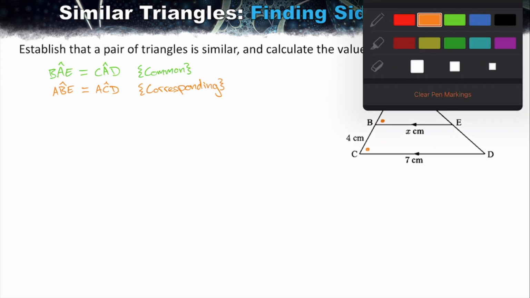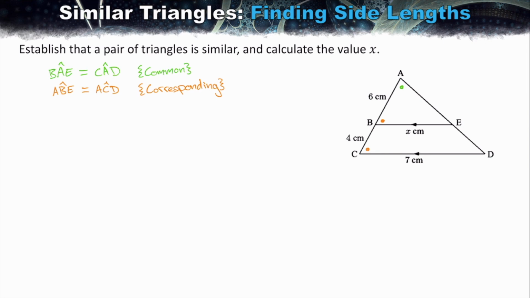Now, as I said in the previous video, once we've proven that two of the angles in these two triangles are equal to each other, the third one has to be equal as well, otherwise it won't add up to 180 degrees. So we can therefore establish at this point that triangle ABE must be similar to triangle ACD. And our reason here is angle, angle, angle. All right, so they're all equiangular. So from this point, we've established that these two triangles are similar.